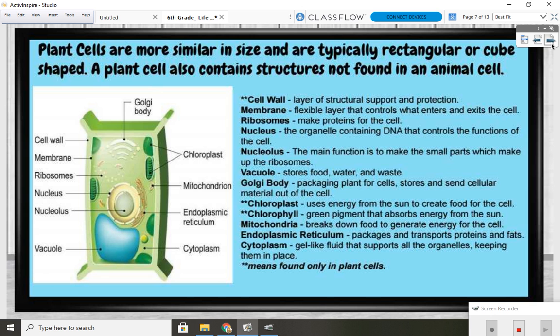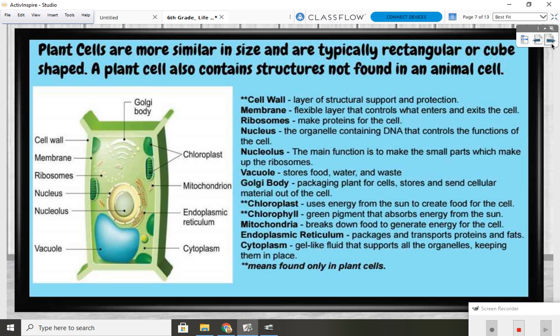If you look to the left, you're going to see the diagram and all the organelles are labeled. You'll also notice the shape of that cell. So the organelles are listed on the right, and the ones with stars mean they're only found in a plant cell. So the first one is a cell wall. And a cell wall is a layer of structural support and protection. If you think about it, a plant isn't made up of a skeletal system like a human or an animal is. We have a skeletal system that provides us structure and support and protection. Well, plants don't have that. What plants have instead is that their cells each have a cell wall, and that provides the shape and support.